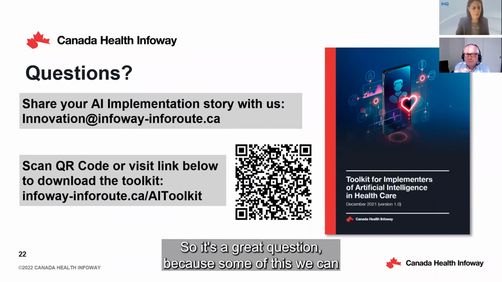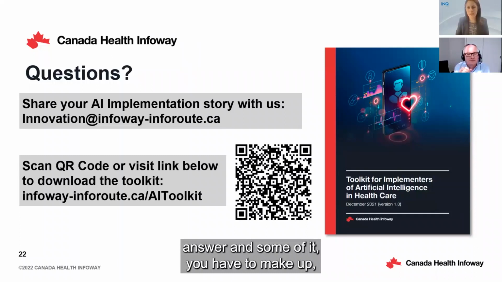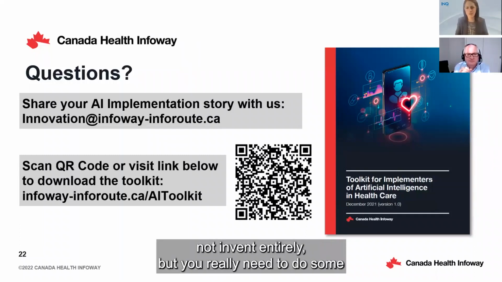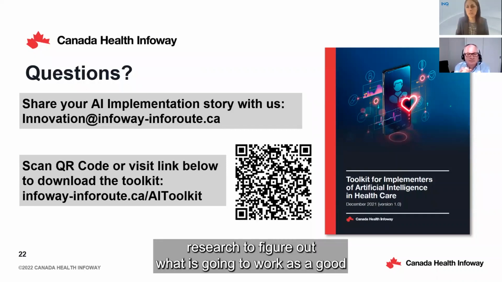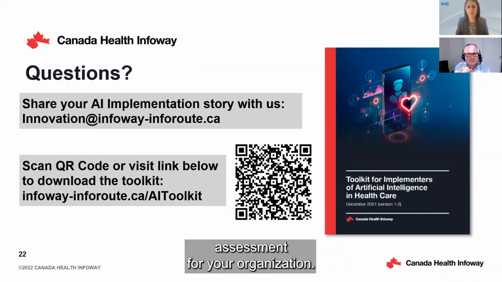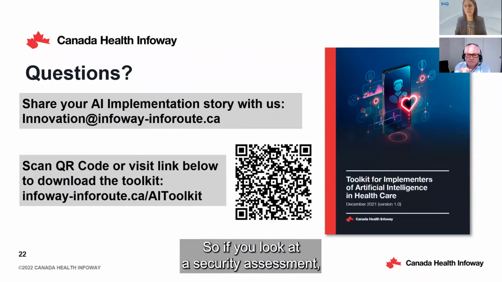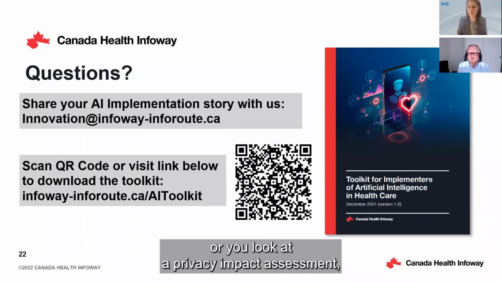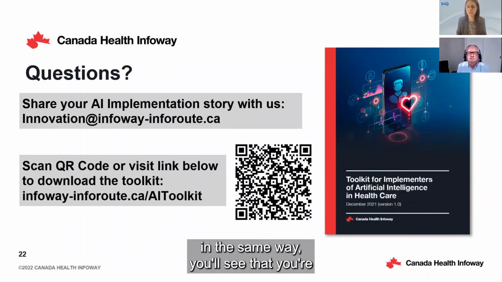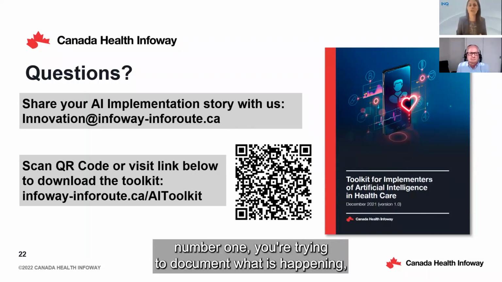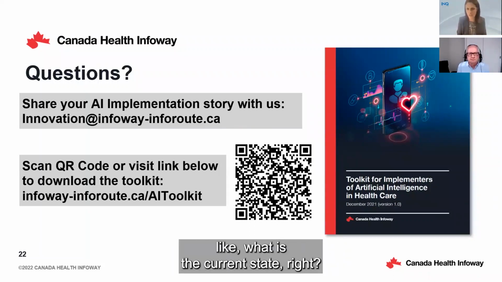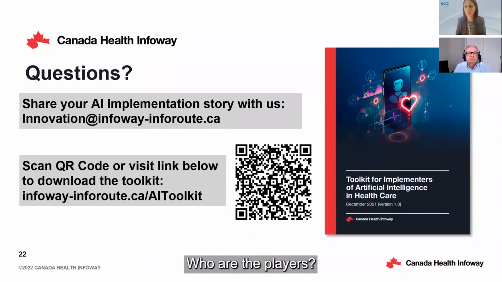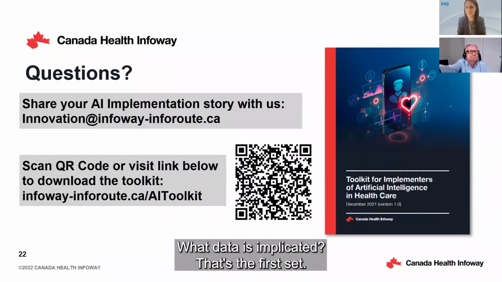It's a great question, because some of this we can answer and some of it you have to make up, not invent entirely, but you really need to do some research to figure out what is going to work as a good assessment for your organization. Let me just start with the process. If you look at a security assessment from its rationale through to its intended use, or a privacy impact assessment in the same way, number one, you're trying to document what is happening, the current state. Just explain what's going on. So in a PIA, we always want to know what the data flow is, who the players are, and what data is implicated. That's the first set.